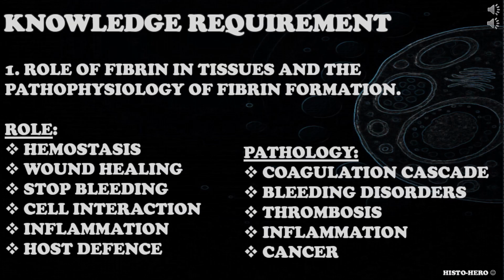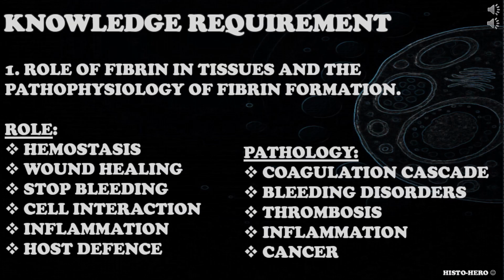The first knowledge requirement is role of fibrin in tissues and the pathophysiology of fibrin formation. Candidate needs to have the knowledge and understanding about the formation and role of fibrin in tissues. You could ask the candidate to explain, what is fibrin and what role does it play in healthy tissue? Why is fibrin formed in the tissues? What are pathological implications of fibrin formation in tissues? To name demonstration methods that can be used to demonstrate fibrin.